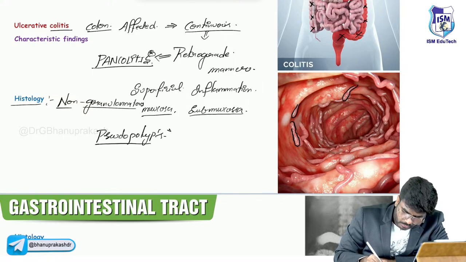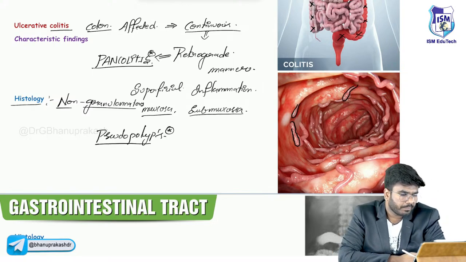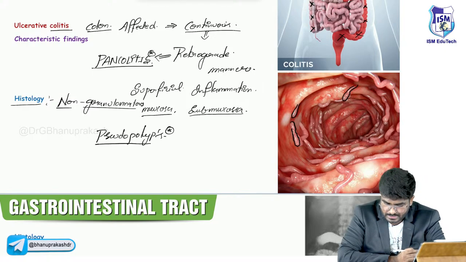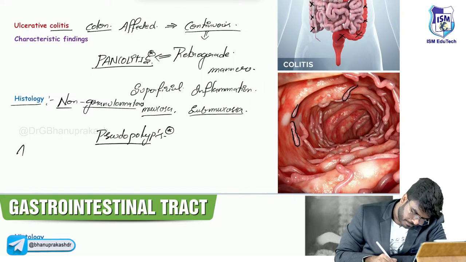Okay, pseudopolyps are going to be seen. Next, what else you should know here is that it involves only the mucosa and submucosa. Granulomas are not seen; there is an absence of granulomas. It's a superficial inflammation.